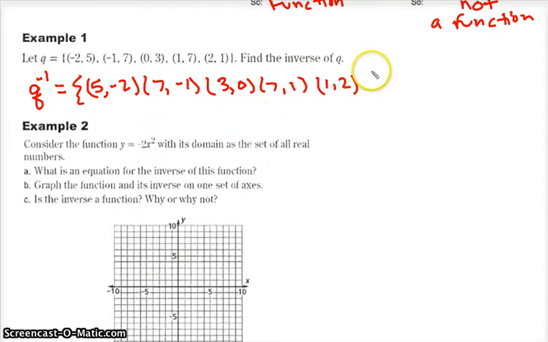Now, is this a function? Well, it's not a function because I have one x value that maps to two different y values. So this is something important to keep in mind as we continue to talk about inverses.